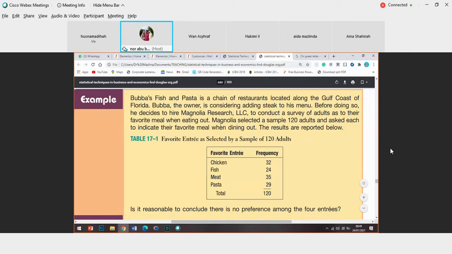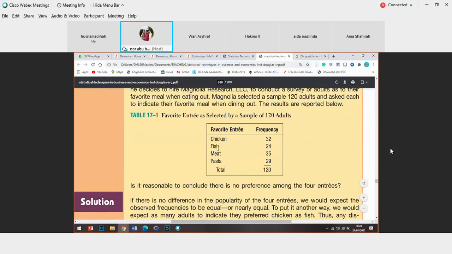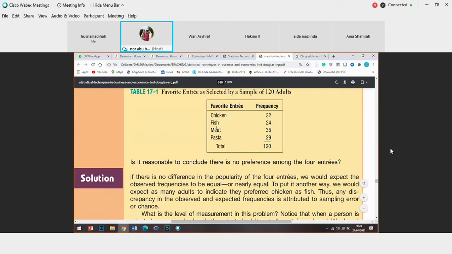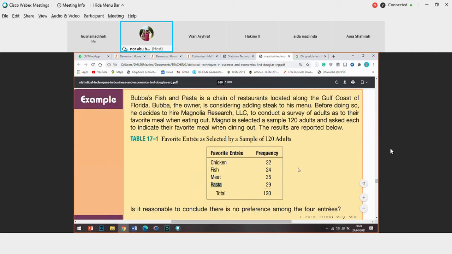Okay, silap tadi. Okay, now they selected a sample of 120 adults and asked each to indicate their favorite meal when dining out. And the results are as reported. Okay, jadi nampak tak? Ayam, ikan, daging, pasta. Okay, jadi kalau kita ni makcik kat kampung, okay, kita tak belajar statistik, okay, awak tengok result ni, apa awak boleh conclude? Okay, anyone?